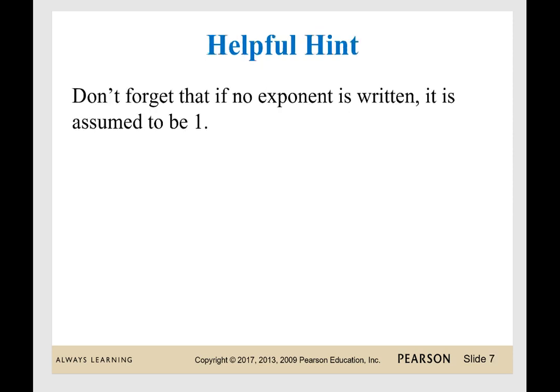Helpful hint, just a reminder that if there is no exponent, if you just have an x, remember that is x to the 1st power. So don't forget.